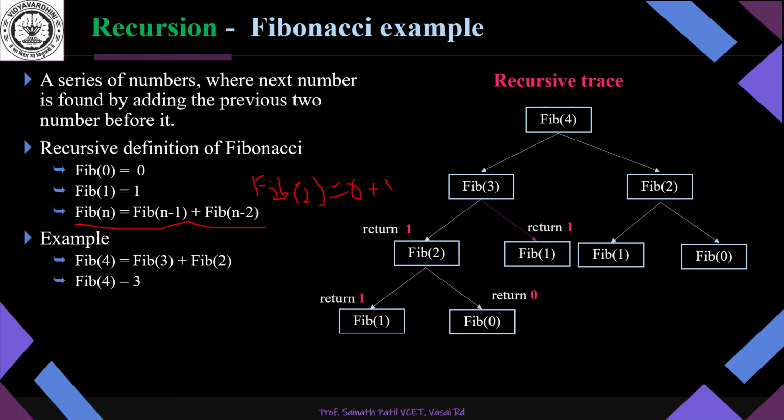Similarly, fib of 1 will return 1. Both of them get added. So fib of 3 is 2. On the right side, fib of 1 will return 1 and fib of 0 will return 0. So these two get added. So this will be 1. So fib of 4 is 2 plus 1. That is, the final answer is 3.